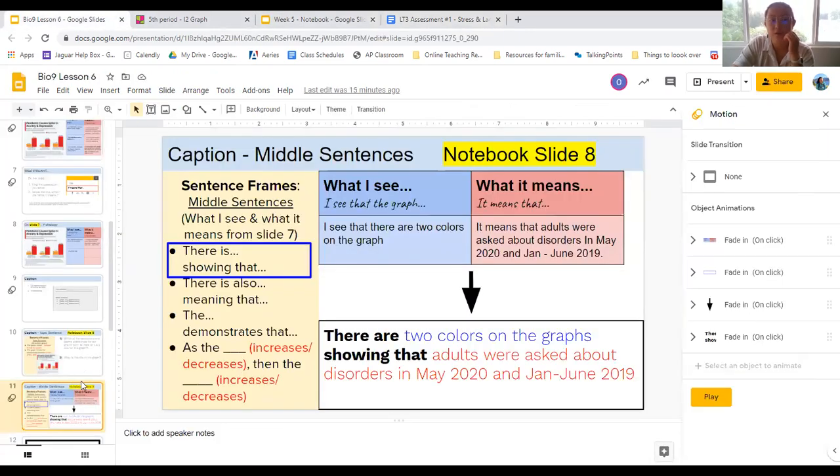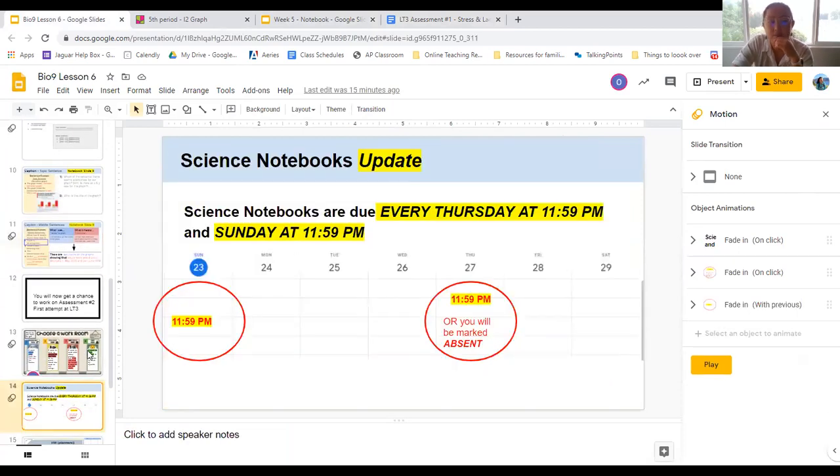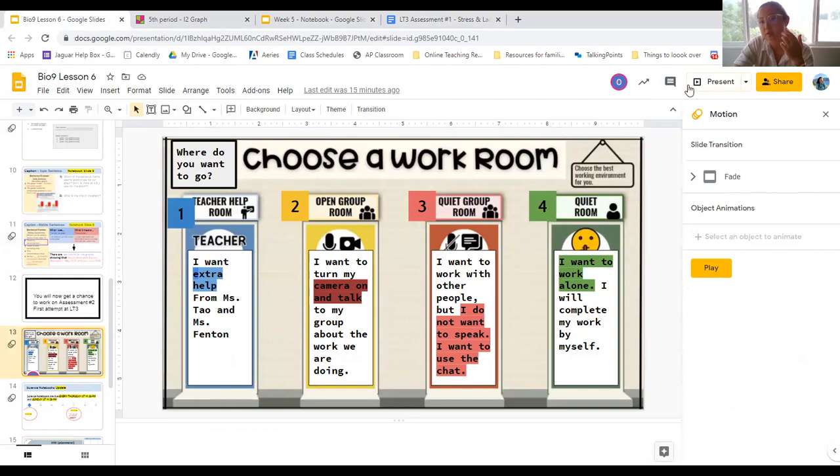Make sure that you turn that into class. So in class, we had a chance to do work rooms where the students went into rooms and then worked with each other or alone or with me.